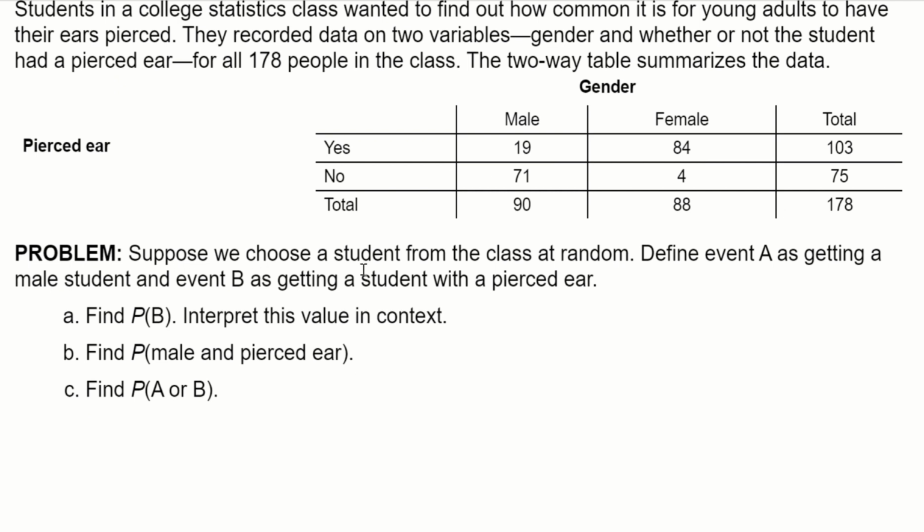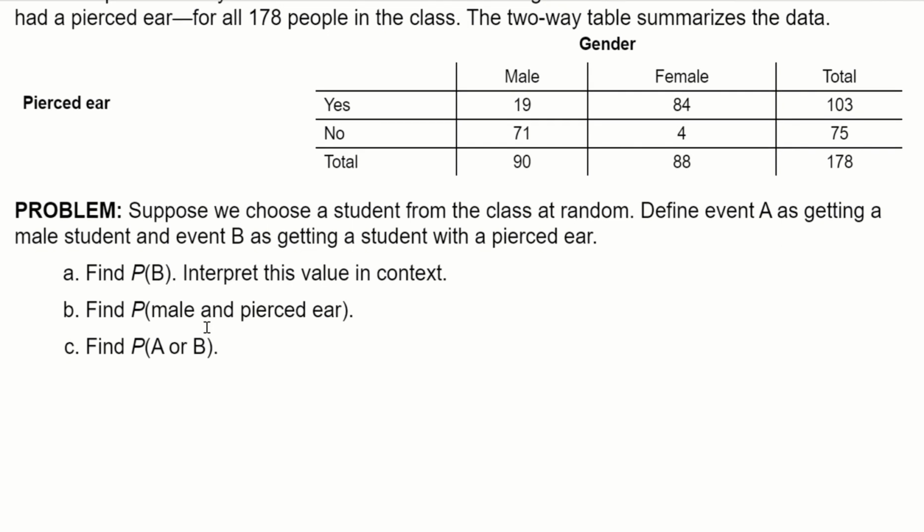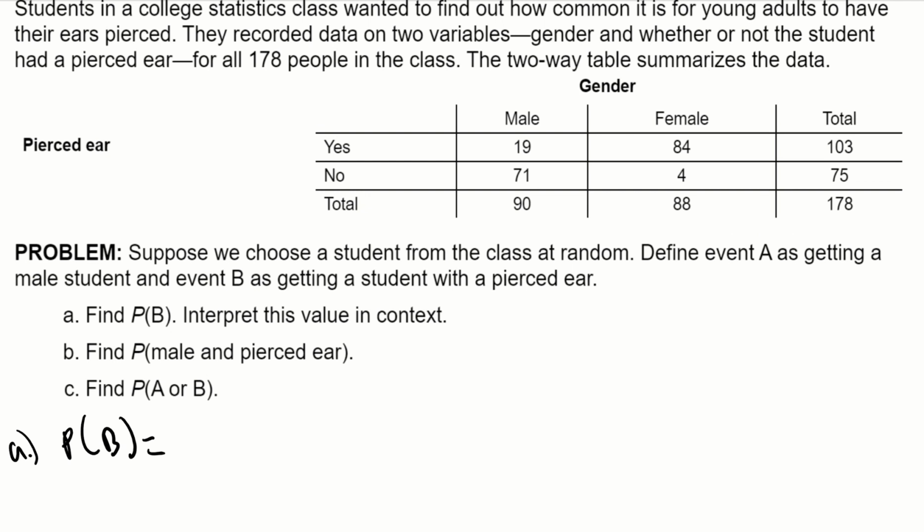So suppose we choose a student from the class at random. Define event A as getting a male student and event B as getting a student with a pierced ear. Find the probability of B, which is getting a student with a pierced ear. Okay, so probability of B. So we'll do that as part A. So the probability that you select a student with a pierced ear, so that means you're going to say yes to the pierced ear. So you're looking at this row, right?